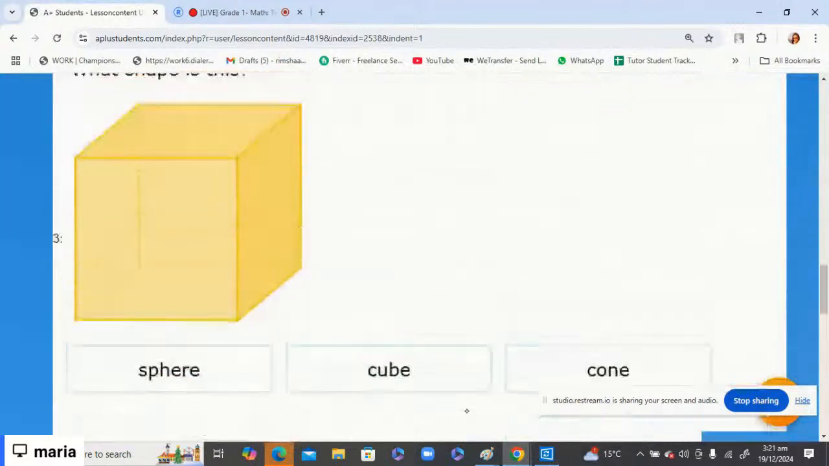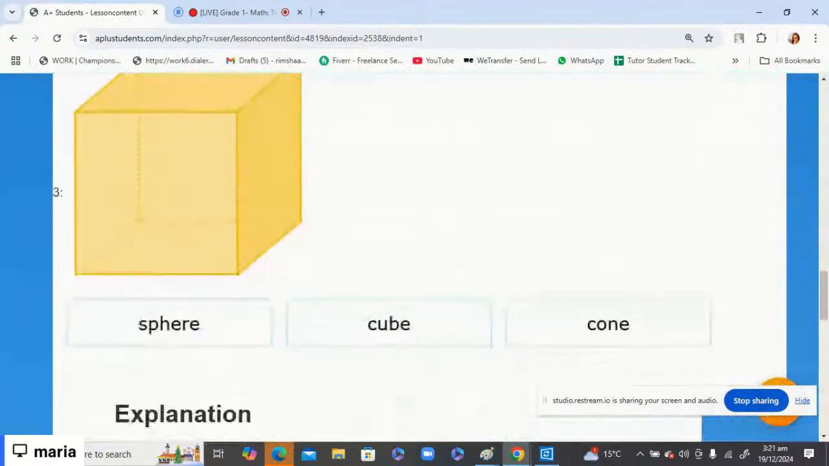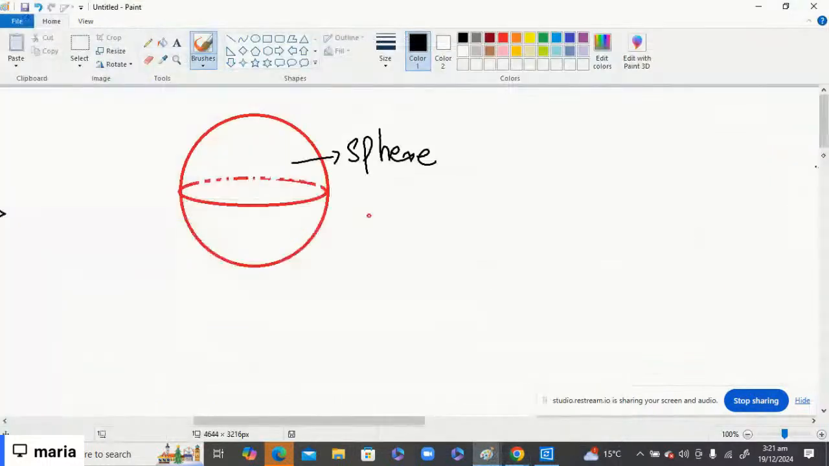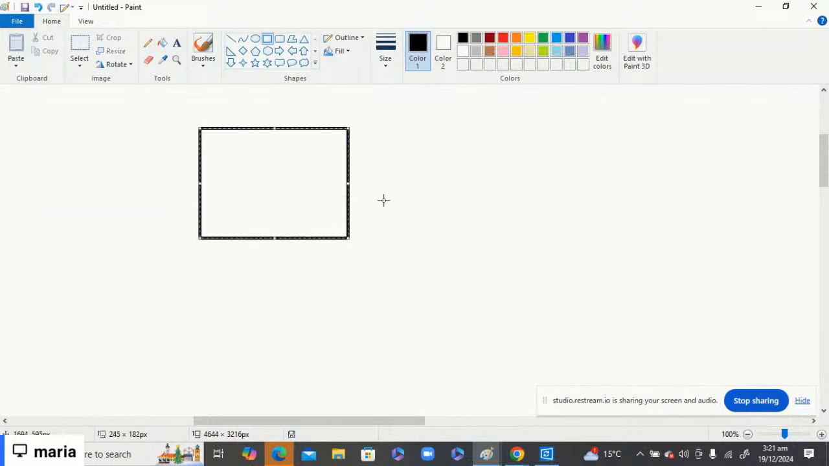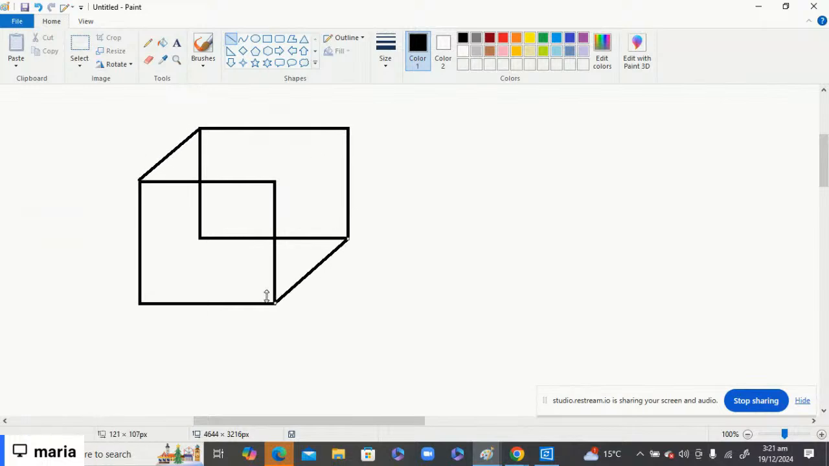Now look at this shape. If only this one is available like this, then this is called the square. But when it's available like in this way, and then you're going to meet all these points.